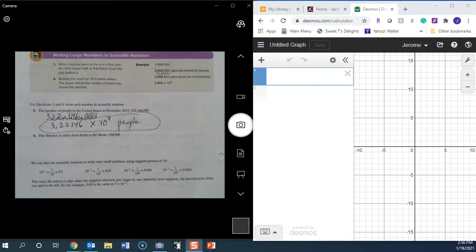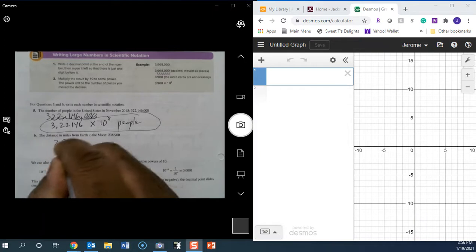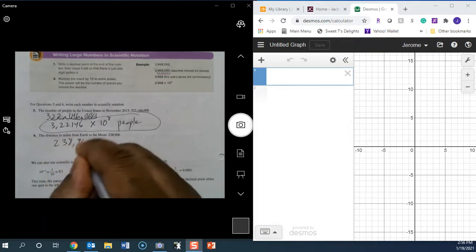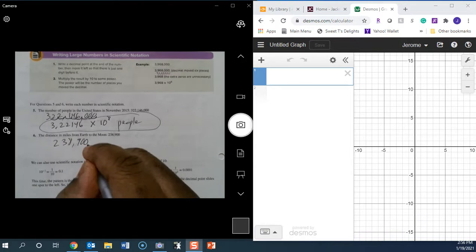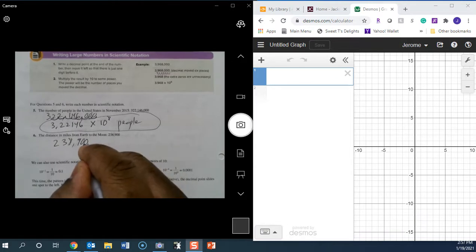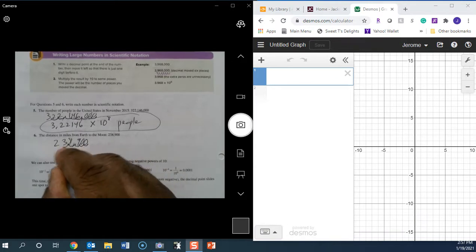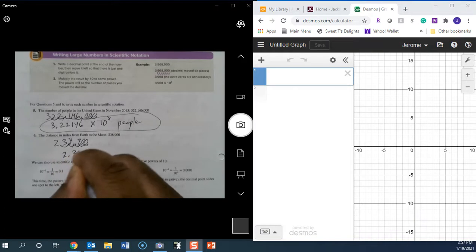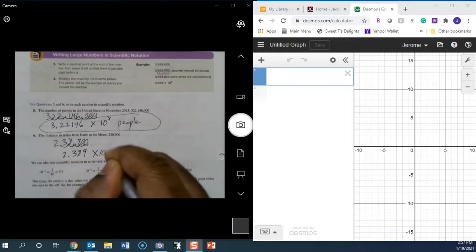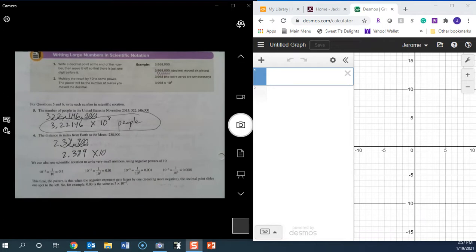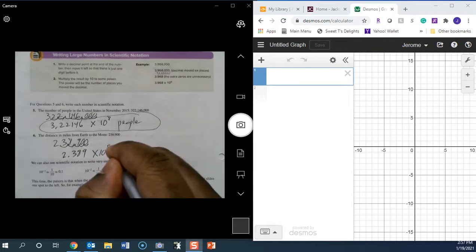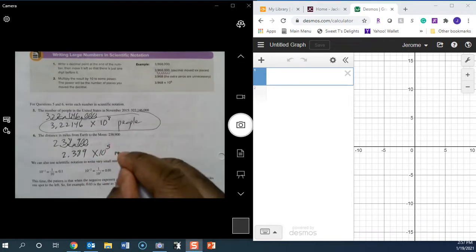Now we come here to number 6. It says the distance in miles from Earth to the moon is 238,900. It's assumed to be a decimal at the end here. We will move it 1, 2, 3, 4, 5 places. So it'd be 2.389 times 10. And since we move 5 places to the left, the exponent would be 5. And this is miles.